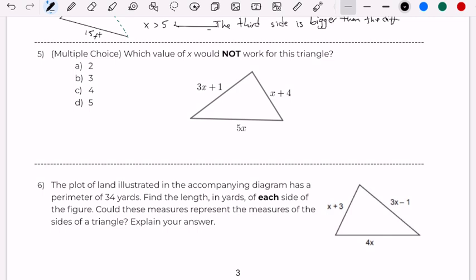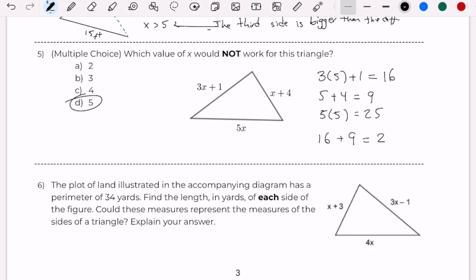So if I do 3 times 5 plus 1, that is 16. 5 plus 4, that is 9. And 5 times 5, that is 25. Ay, Mr. Gachoa, 5 times 5 is 25. So, because 16 plus 9 is 25, this is not a triangle. To check the other ones, plug them in and verify the other 3 inequalities.